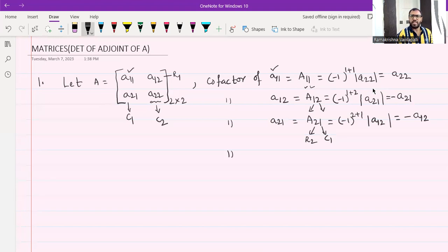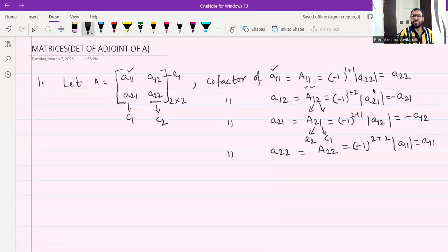Now what is the cofactor of the last element of the given matrix, a22? We will denote it by A22. This is equal to (-1) to the power of 2 plus 2 times the determinant, after removing the second row and second column. There is only one element left, that is a11. So this becomes a11. These are the cofactors.